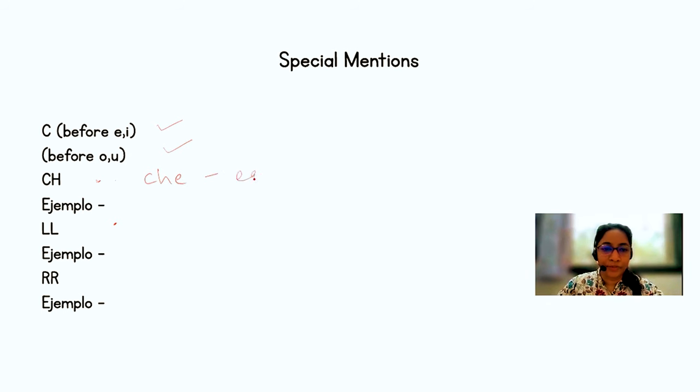Let's look at one example. Chico or chica. Chico is a boy, chica is a girl. Chico. Che. Alright? Next one is double L. You can associate it with elle. One example can be lluvia, which means rain. Okay?